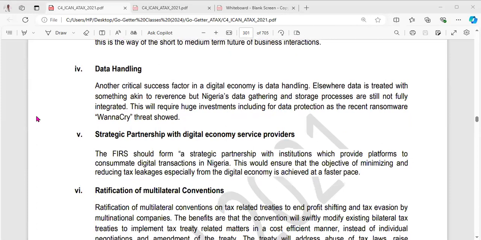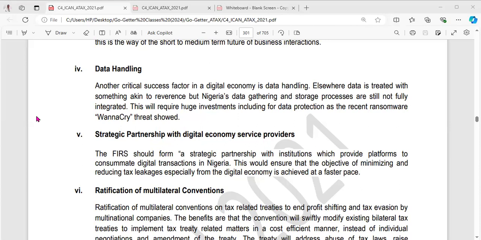Another critical success factor in a digital economy is data handling. Elsewhere, data is treated with reverence. That means data is being protected. And if someone wants to get the data of a company or some people, you will be questioned. What are you getting this data for? What are you doing with it? Why do you need it? And it is taken as if you are protecting an egg.